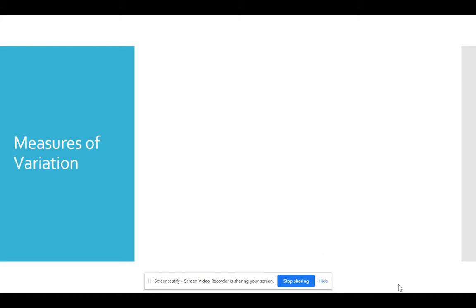Next are the measures of variation. There are 3 of those as well. The measure of variation, first off, is the range. The range is the simplest to calculate. It is simply the maximum value minus the minimum value.